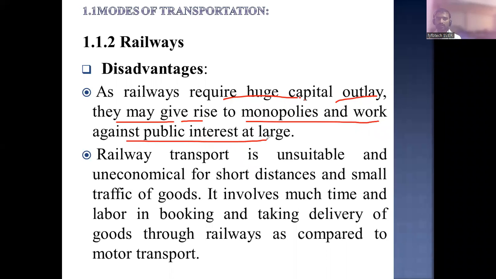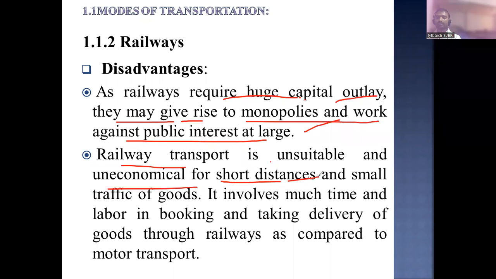As the railways require huge capital investment, they may give rise to monopolies and work against the public interest at large. This is not that important. Railway transport is unsuitable and uneconomical for short distances.